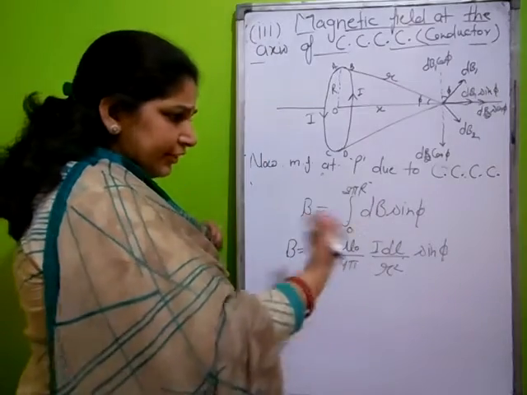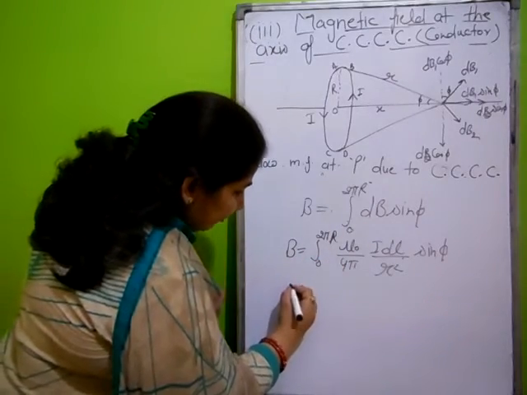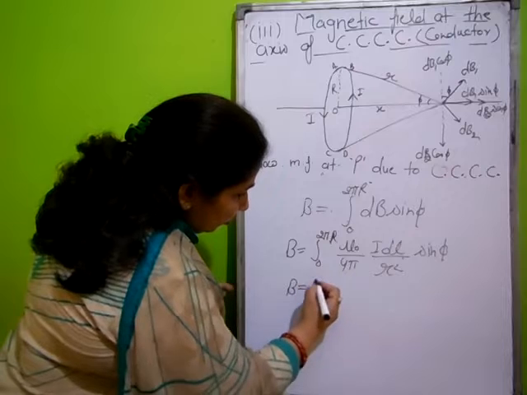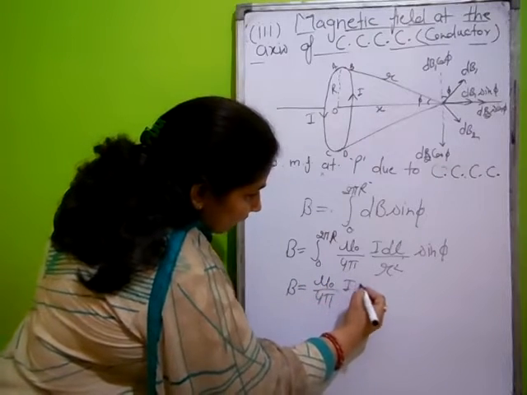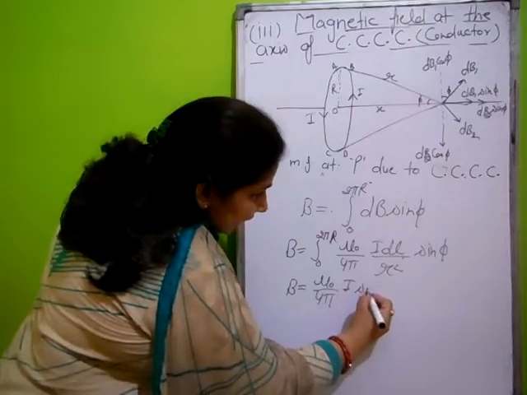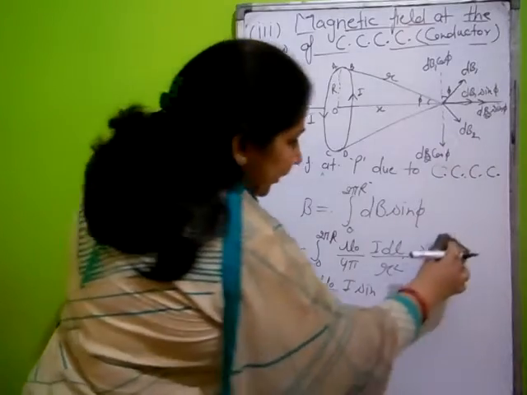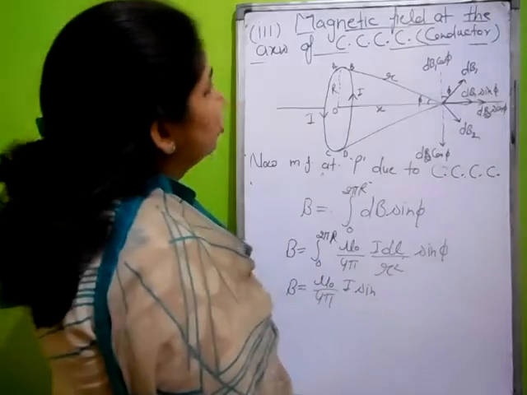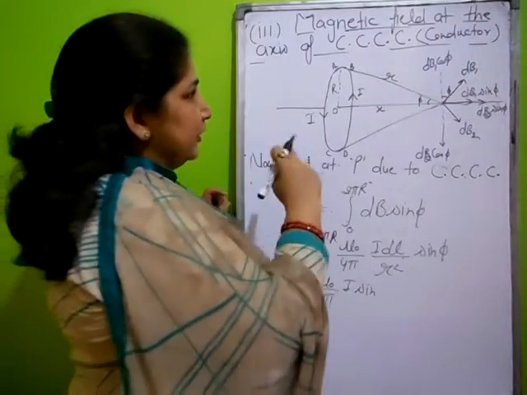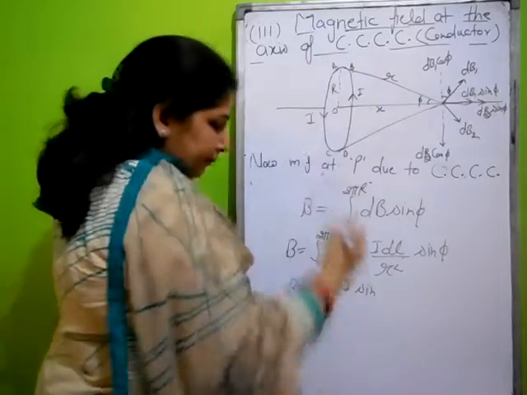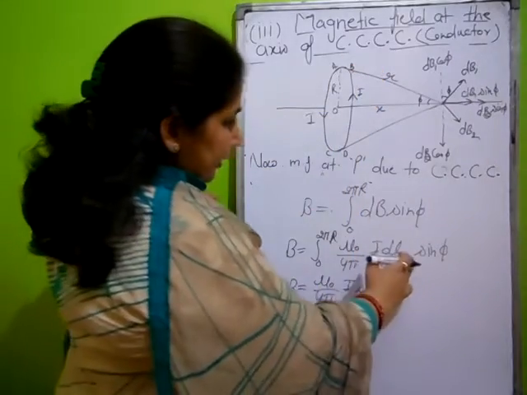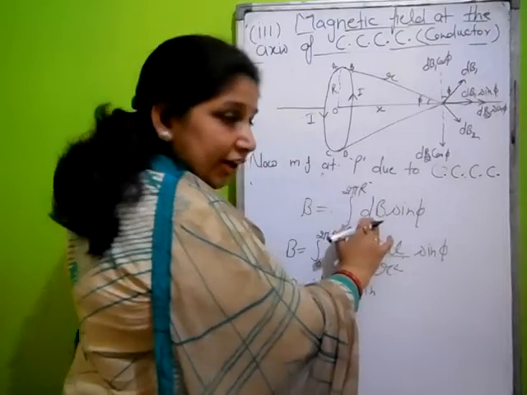Take the constant terms outside the integration. Then we have B is equal to mu naught upon 4 pi, I upon r square, sin phi. Sin phi we have already. No, sin phi does not cancel out; sin theta cancels out. Now, sin theta is 90 degrees, which makes it 1. This cancels out, and here we have sin phi with dl.